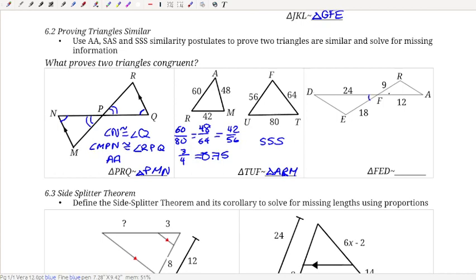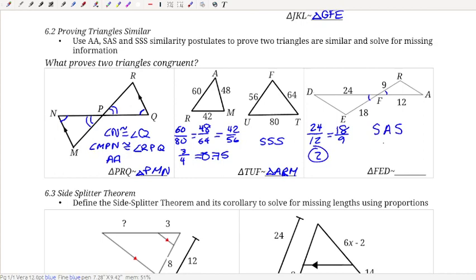So again, I've got these vertical angles here that are congruent to each other, and hopefully my sides are going to turn out to be proportional. So I'm going to take the longer side, 24, over the longer side, 12, and is that equal to my shorter side, 18, over my shorter side, 9? They both work out to be 2. So yes, by SAS, I have indeed similarity.